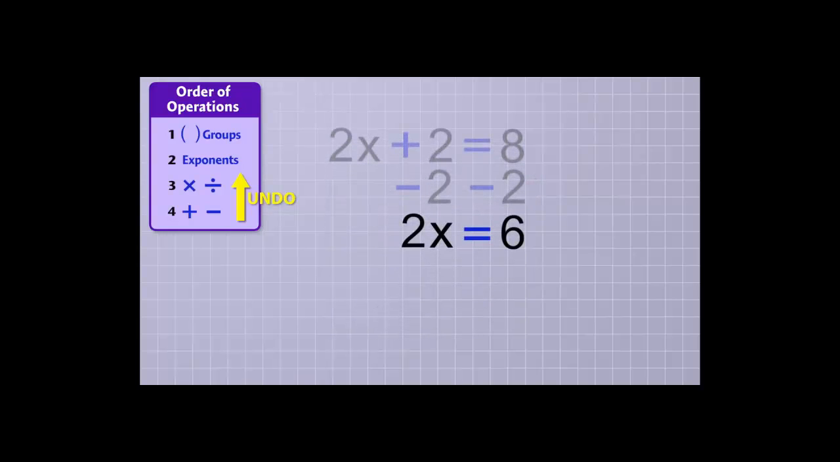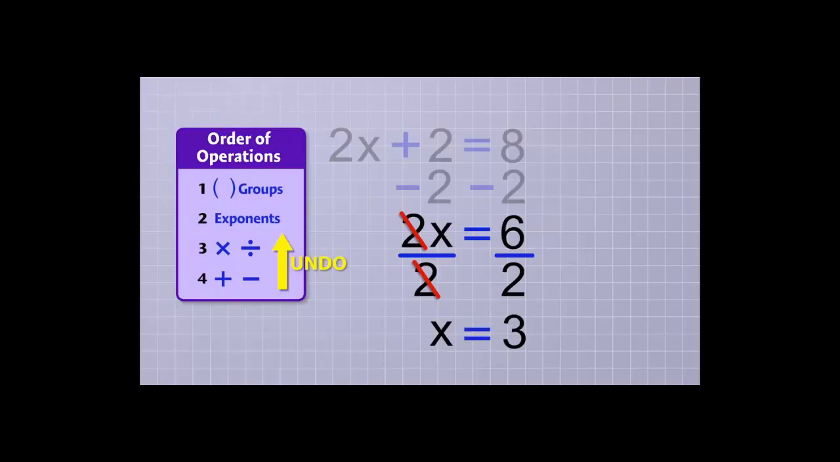Next, we can undo the multiplication by dividing both sides of the equation by 2. On the first side, the 2's cancel, leaving x all by itself. And on the other side, we have 6 divided by 2, which is just 3. There, we've solved the equation using the order of operations rules in reverse. And now we know that x equals 3. That wasn't so bad, was it?